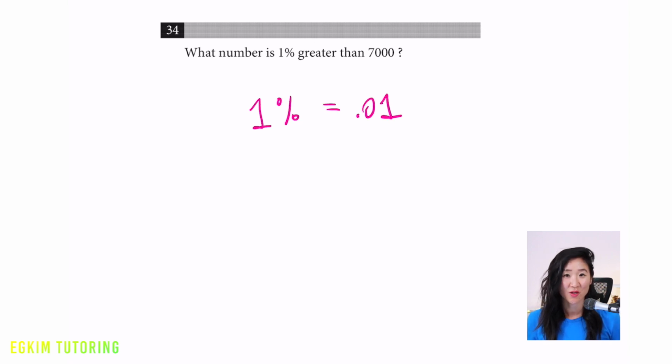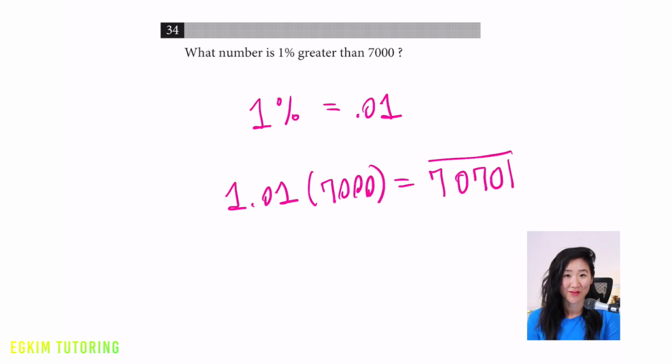Since the question is asking you for something greater than 7,000, you should add a 1 to it. So now we have 1.01, and then the next step is to multiply this by 7,000. So now we have 1.01 times 7,000, which is just equal to 7,070, which is your answer.